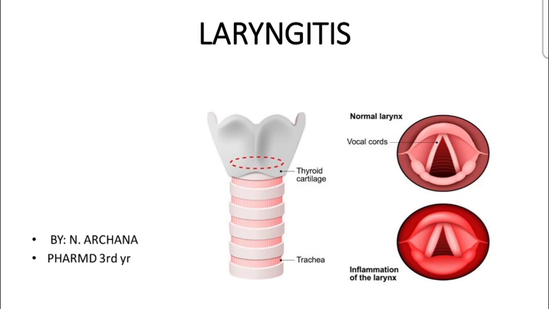Laryngitis. Larynx is larynx, itis is inflammation. Larynx is a part of the respiratory system. It's a hollow tube that lets air pass from the pharynx to the trachea on the way to the lungs. It also contains vocal cords and is essential to human speech, often called the voice box.